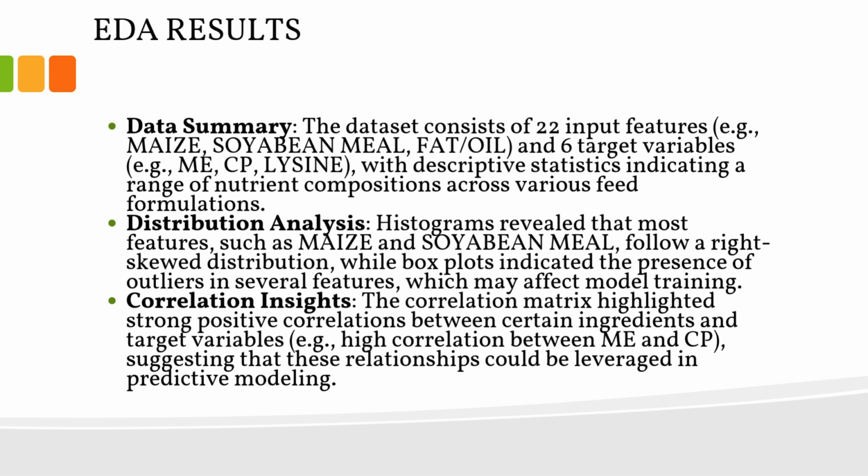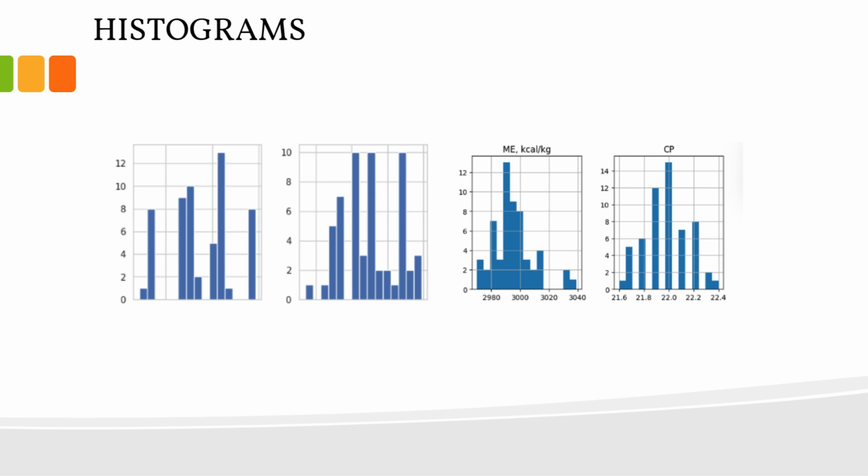Then when you look at the correlation insights, the correlation matrix, as will be shown below, highlighted a strong positive correlation between some of the ingredients. For example, the correlation between metabolizable energy and crude protein was really high. This suggested that the relationship could be leveraged in predictive modeling. When the correlation is really high, a change in one could really affect the other.